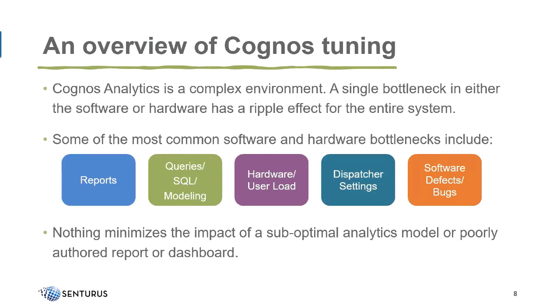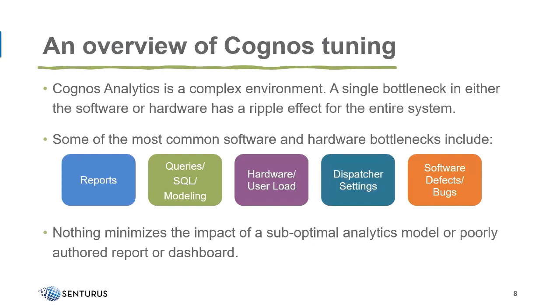In my experience, the most common bottlenecks are obviously the reports. This could be for multiple reasons. It's a poorly written report. It could be the query that's driving the reports. Maybe it's bad SQL, a bad model. Sometimes the database itself needs tuning. The hardware and user load for the server: is it undersized, oversized? Do you have enough CPU and RAM? Can your environment handle 40 concurrent users if that's what you need? Dispatcher settings: do you have the right settings applied to your batch, your report and query services? And then finally, software defects and bugs.